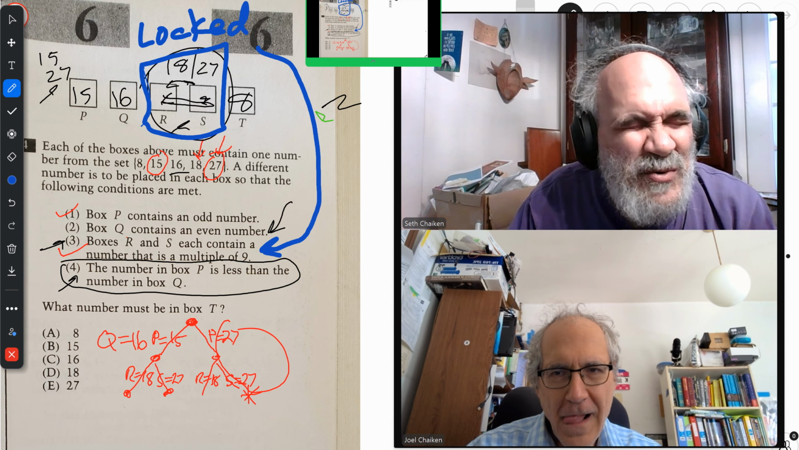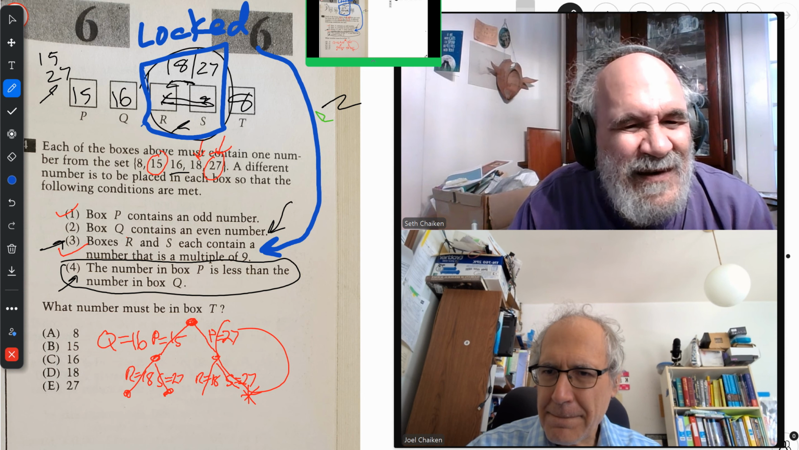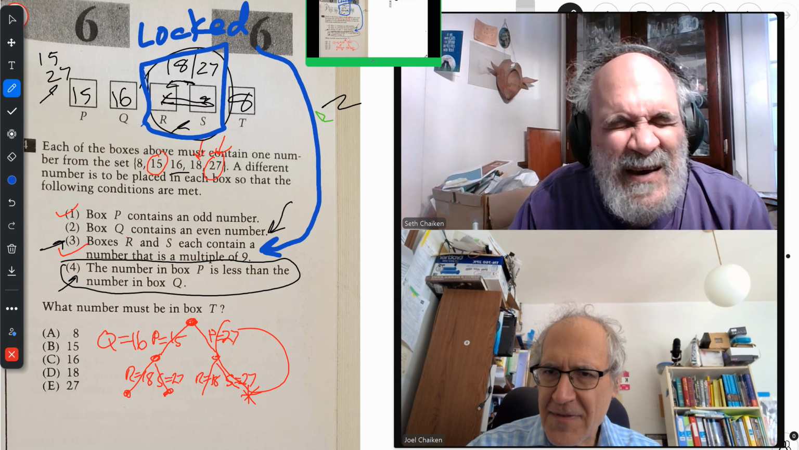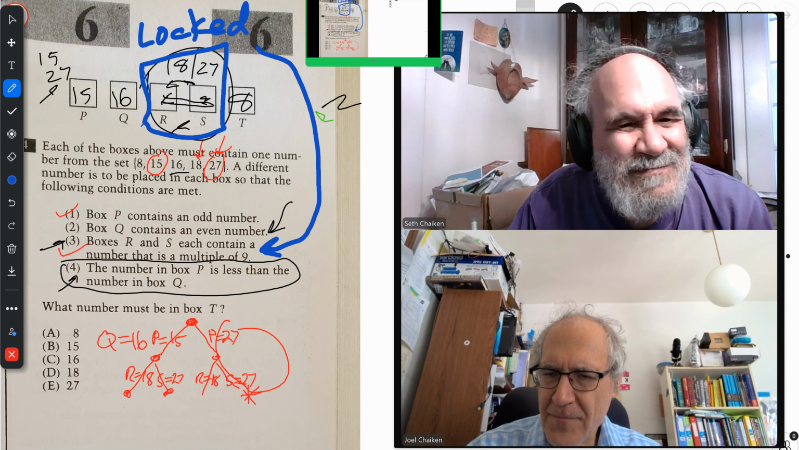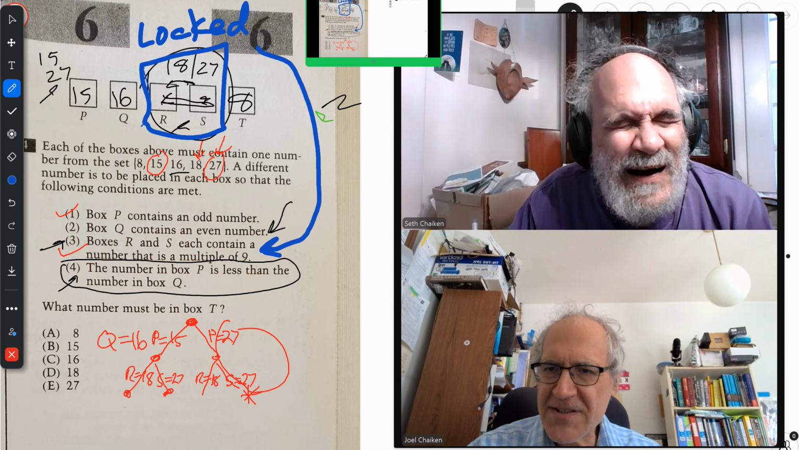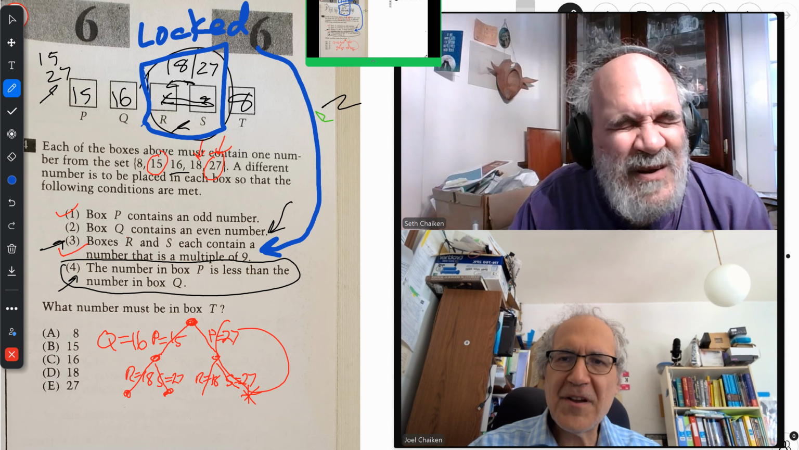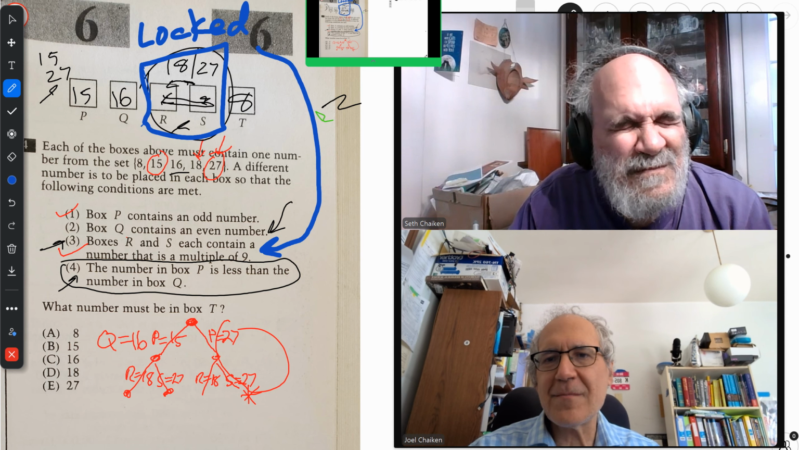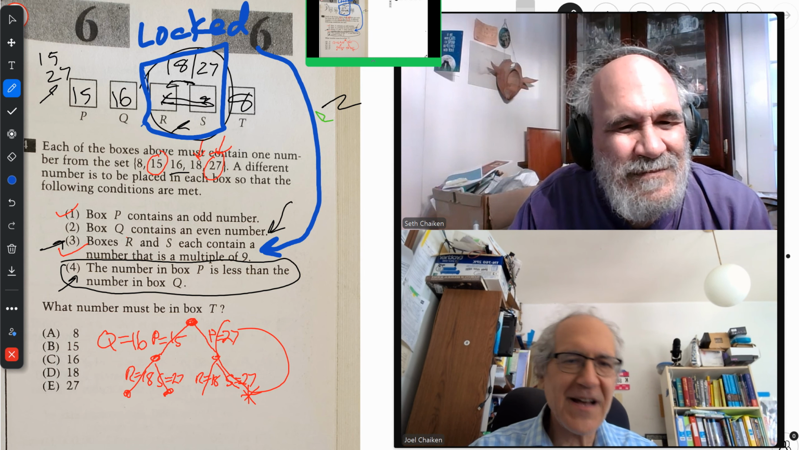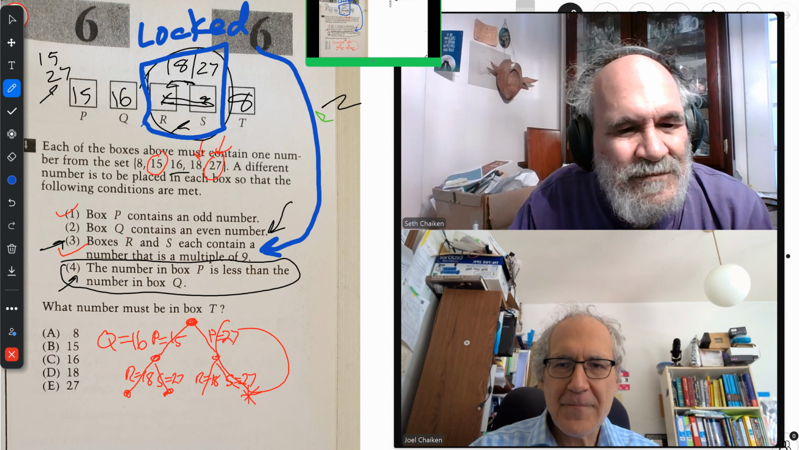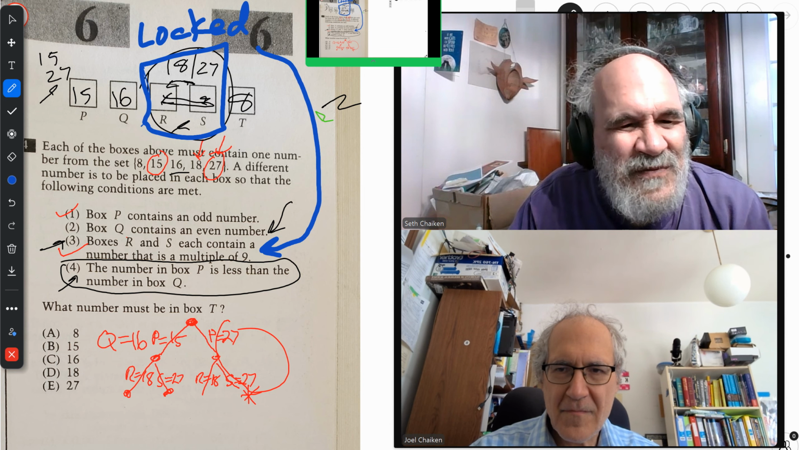But why can't P be 27? Because 27 is used up by the R and the S. Right. Because P needs to be odd, and there's one odd number that's a multiple of 9, and there's one odd number that's not a multiple of 9. Yeah. So P has to be 15.